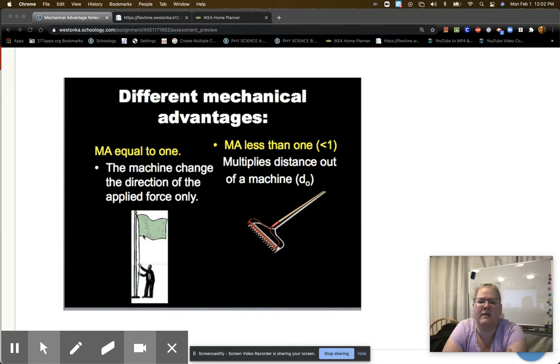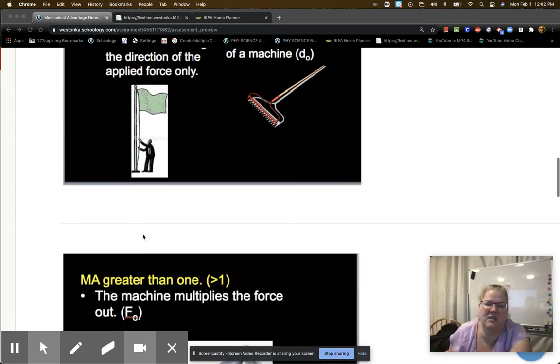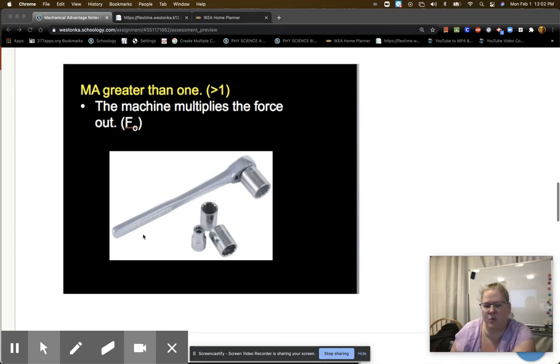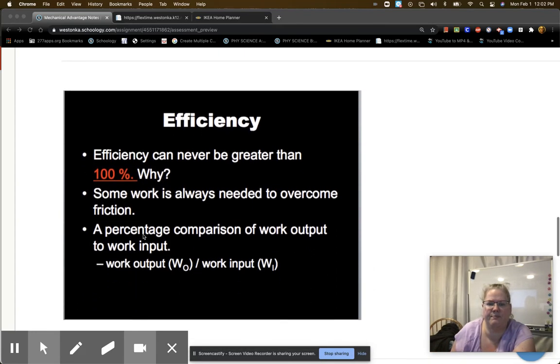A mechanical advantage of less than 1 multiplies distance out of the machine. In other words, I'm getting more distance. These are things like pulleys. With a mechanical advantage greater than 1, the machine multiplies the force out. So less than 1, distance is the advantage; more than 1, force is the advantage.